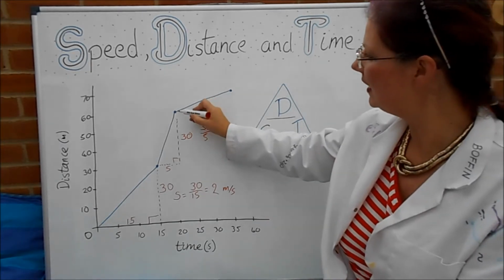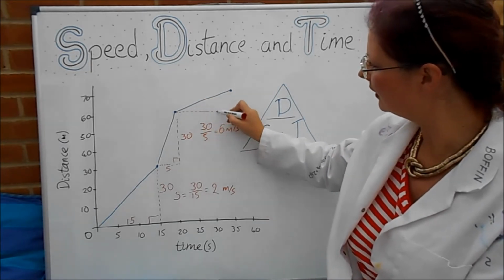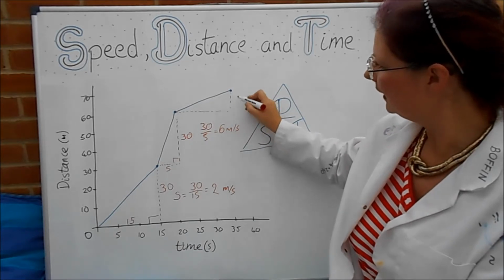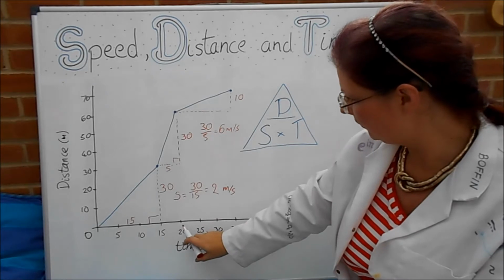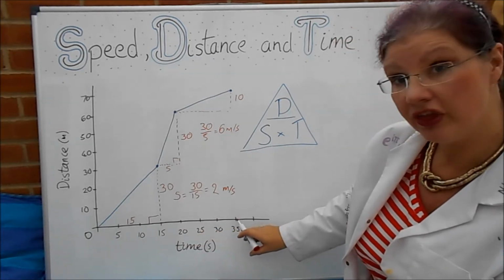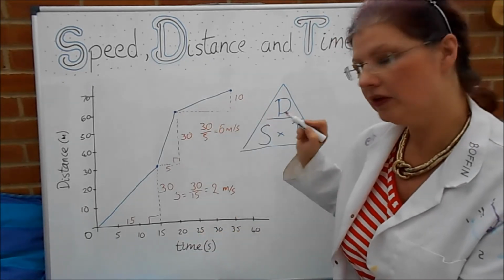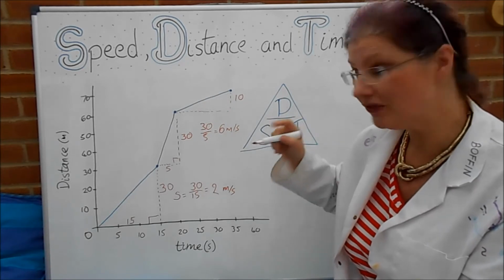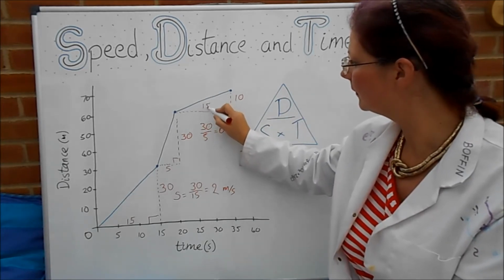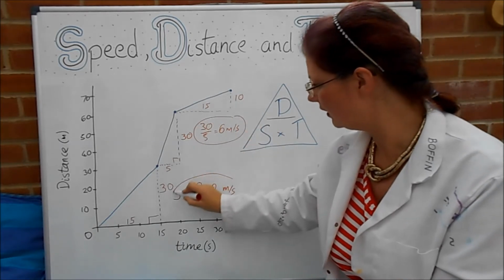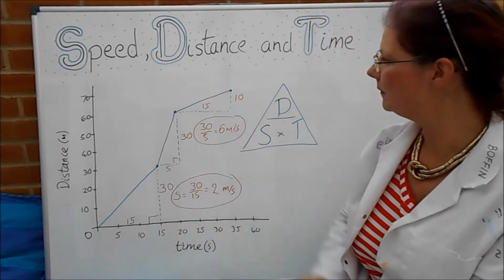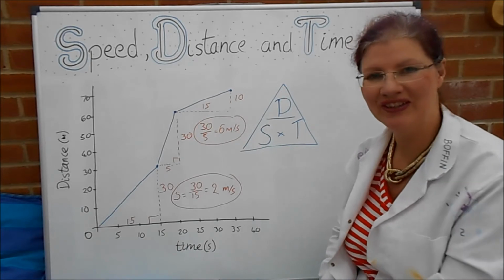Now on this last bit here, we've got a much flatter section. Here we've got 10 metres in height from 60 to 70, and we go from 20 out to 35. So from 20 to 35, that's 15 seconds. That's for that section. What about for this section? Could you work that out, please?